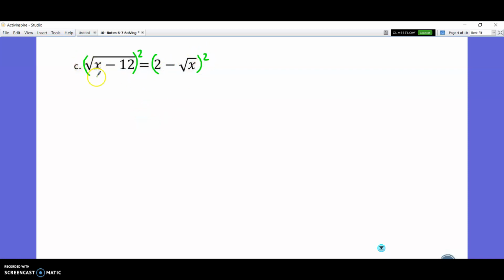Now, when I take the square root of the whole thing and square it, it cancels out. So this is just x minus 12. But this side, when I square this, they do not cancel out, because the inverse of the square root is squaring, not the other way around. Here I have to use the box. This squared means 2 minus square root of x times 2 minus square root of x. So we're going to use either distribute or the box method. I'm going to go ahead and use the box method.